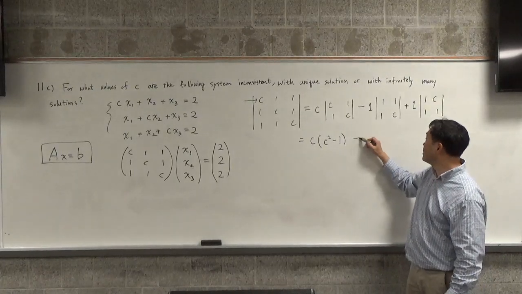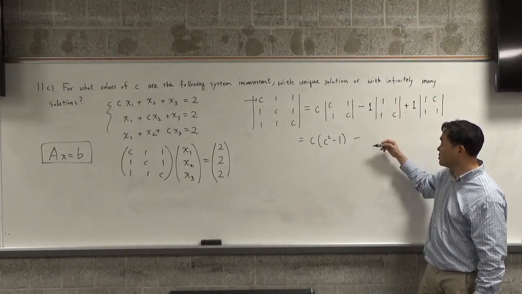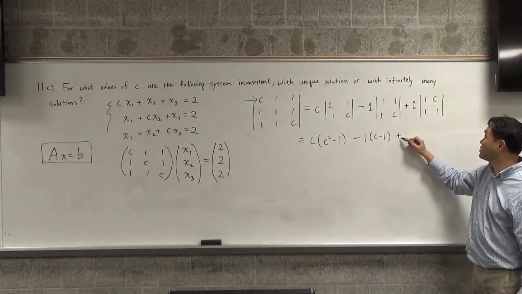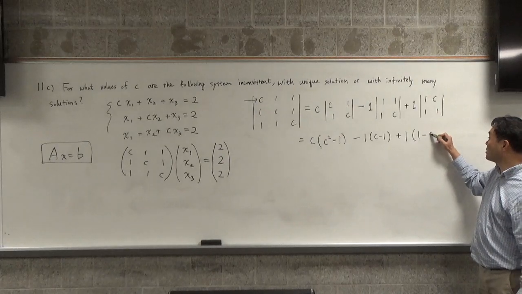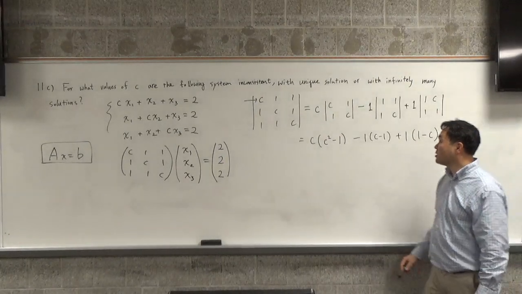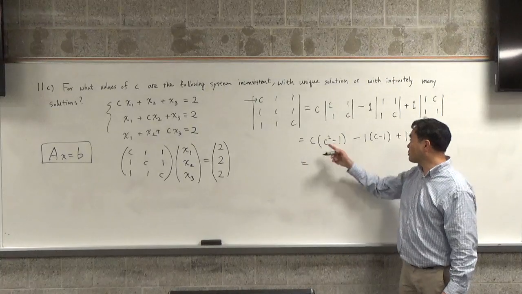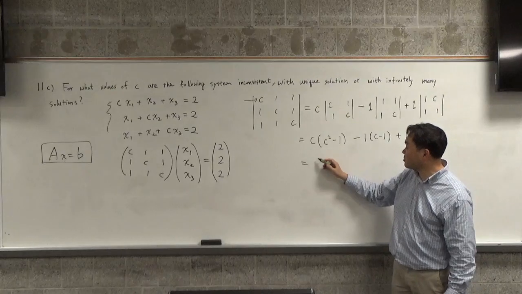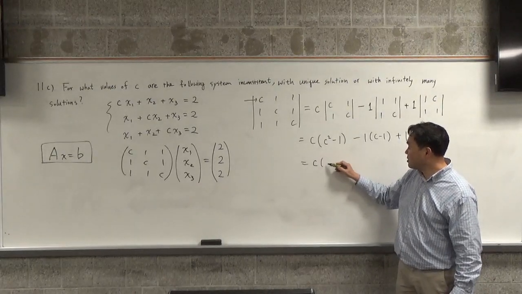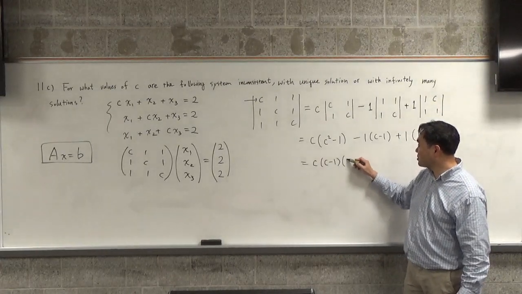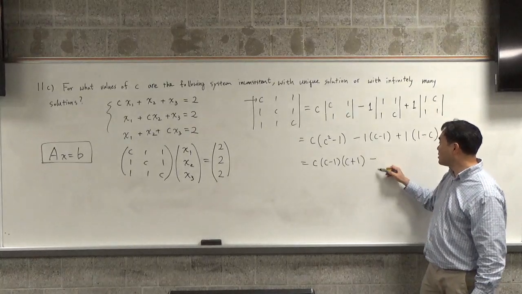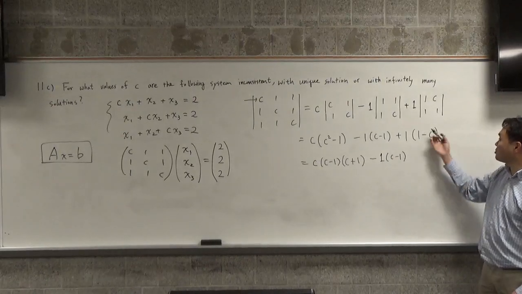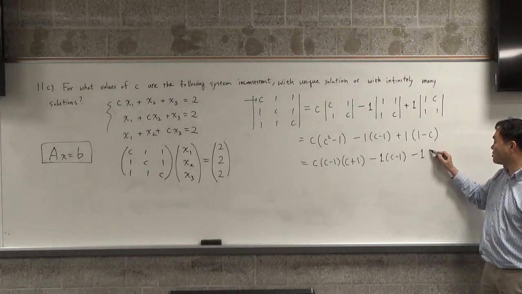Okay? Okay, how about this one? C minus 1. How about this one? 1 minus C. Okay. Now I'm going to, instead of expanding, let's factor, because I see a C minus 1 as a common factor. So I'm going to factor this one as C minus 1 times C plus 1, minus 1 times C minus 1 as before. But this one, I want to switch this around at the cost of introducing minus.